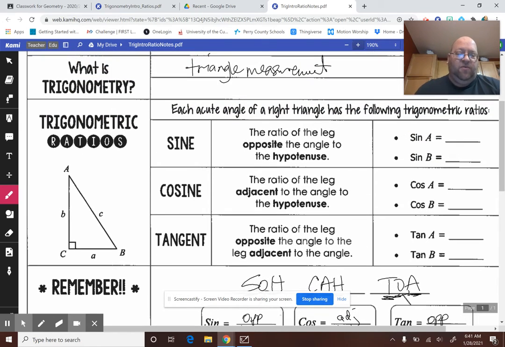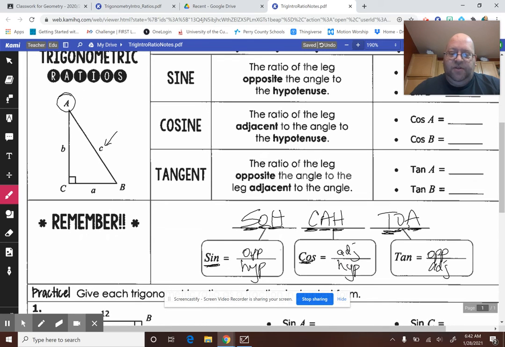So let's think about what the hypotenuse is. We're looking at sine of A. Angle A is our focus right now. And what is the hypotenuse in this triangle? Well, the hypotenuse is right here. It is C. Now, the critical question is that you have to find the hypotenuse first, because that is going to be the bottom of my ratio.